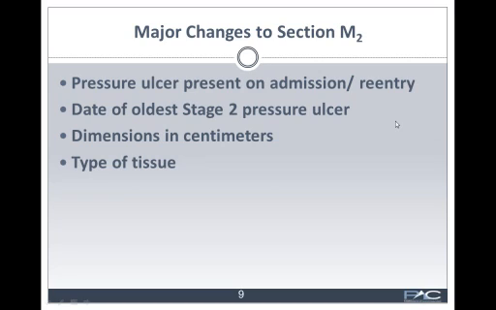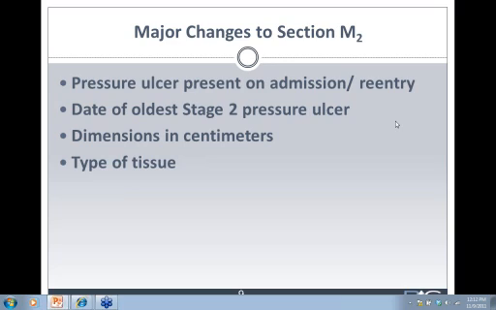It also now tracks the date of the oldest stage 2 pressure ulcer, and the dimensions are now tracked right on the MDS in centimeters. And there's another area for looking at type of tissue, the most extensive type of tissue, and we'll certainly get into that as well.